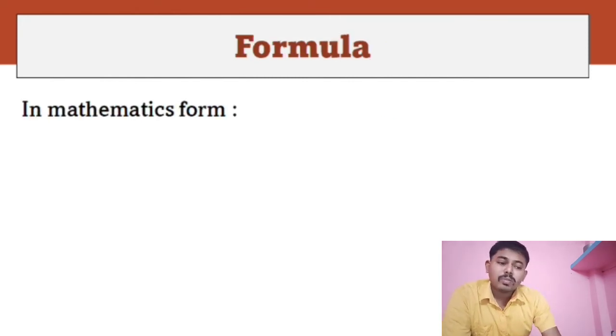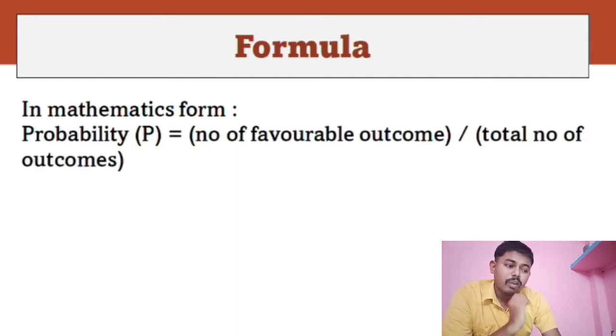So in mathematical form, probability P equals the number of favorable outcomes divided by the total number of outcomes. What is the total number of outcomes? Suppose you're throwing a dice. Then the total number of outcomes is 6. Why? 1, 2, 3, 4, 5, and 6. If you're tossing a coin, in that scenario the total number of outcomes is 2.